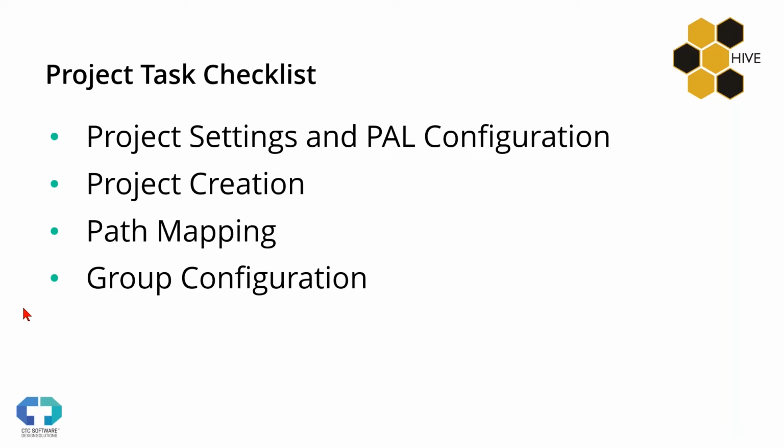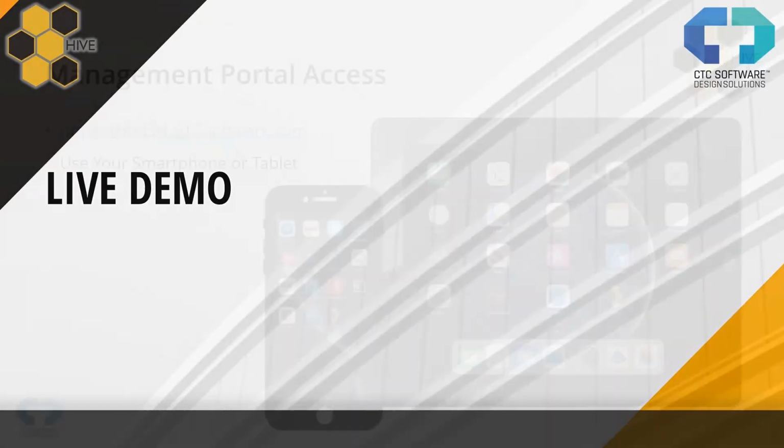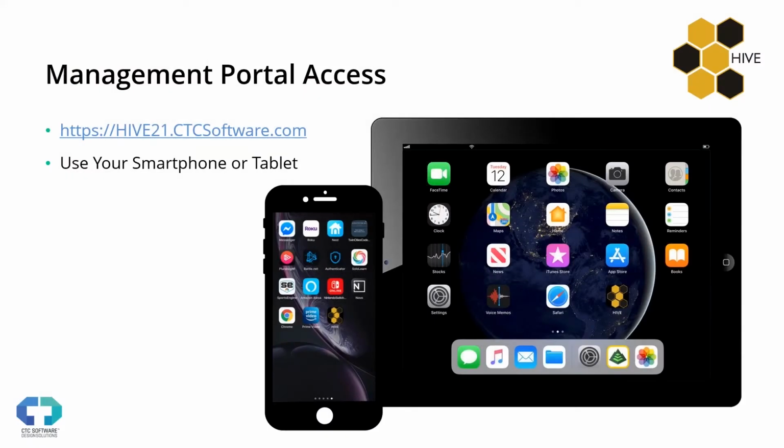So you know what? Before we go too far, let's dig in live and take a look at how this works. Step one is the management portal. And you can access this on any web-enabled device. Your smartphone, your tablet, your desktop computer. Just go to that HTTPS address. Another easy way to get here is to leverage the HIVE content management system. If you're a BIM admin, logged in as an administrator, there's a management portal button right on the home page. You can get direct access to this as well.